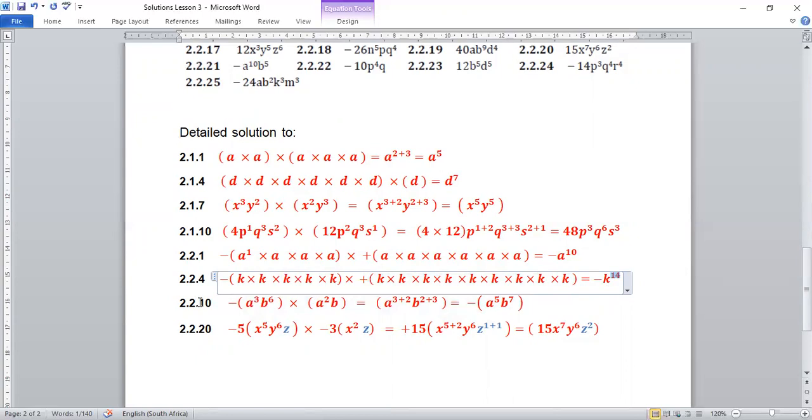Question 2.2.10. Here you were given negative a cubed b to the exponential 6, which is multiplied by a squared b. Again, you first work with the sign that's just outside the bracket. Negative multiplied, there's the multiplication sign. Negative multiplied by positive is negative. A cubed multiplied by a squared gives you a to the exponential 5, and b to the exponential 6 multiplied by b, and as I explained, this exponential is 1 to give you 7.